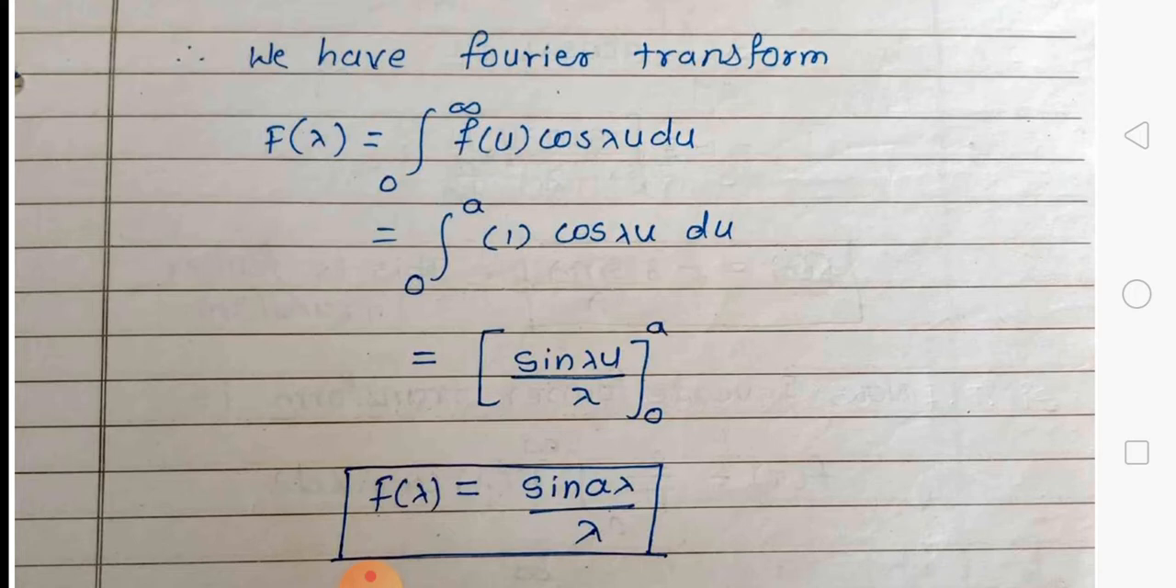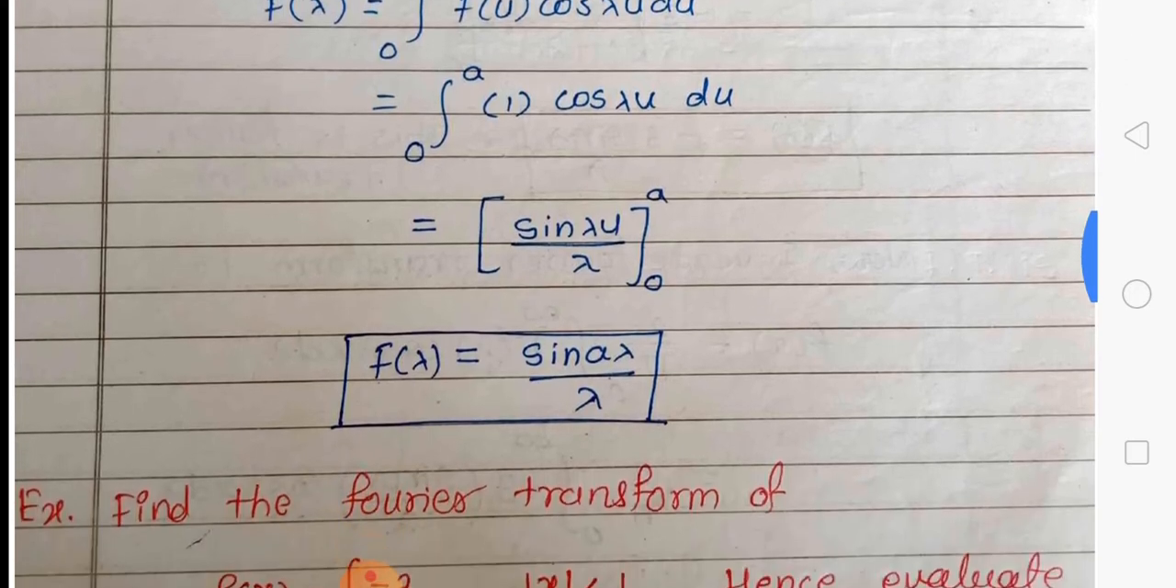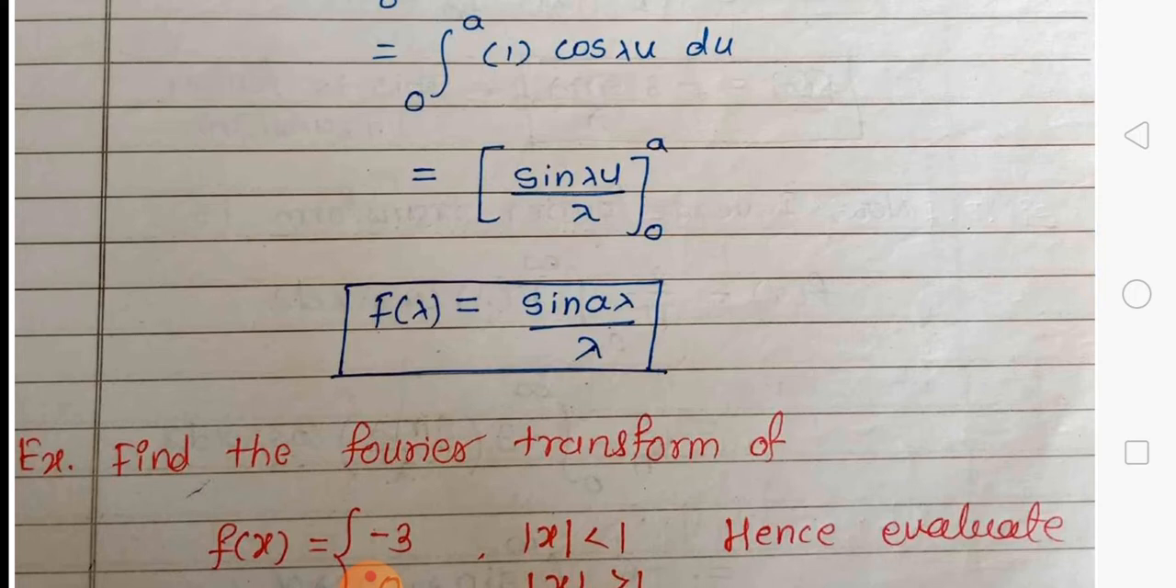Now, we find the value of integration of cos lambda u. The integral of cos lambda u is sin lambda u upon lambda. We put the limits from 0 to a. If we put the upper limit a, then we get sin of a lambda upon lambda. If we put 0, value of sin 0 is 0. Therefore, we get the value of F of lambda is equal to sin a lambda upon lambda. And this is the value of Fourier transform for the given function, which is the even function.